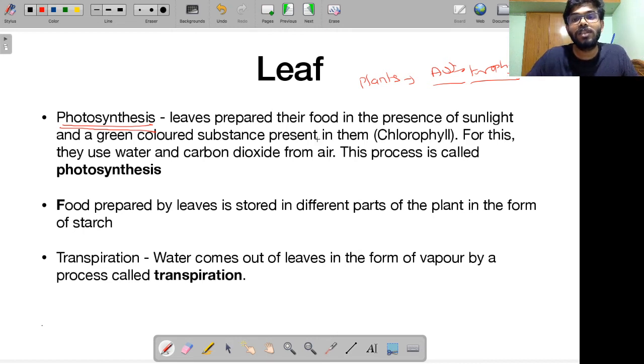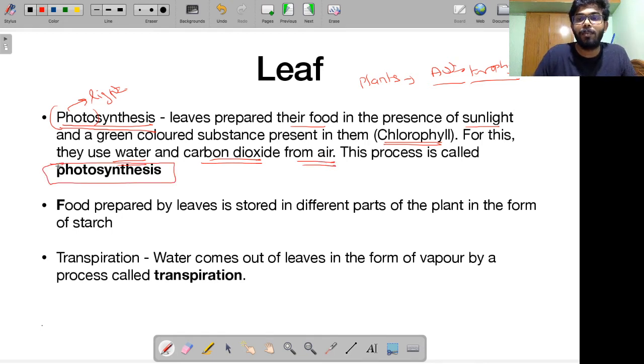Leaves prepare the food in the presence of sunlight. See, the name itself, photosynthesis: photo means light. This is a process that takes place in the presence of sunlight. There is a green colored pigment present in the leaves called chlorophyll. This chlorophyll is responsible for imparting green color to the leaf. For this, they use water and carbon dioxide from air. This process is called photosynthesis.